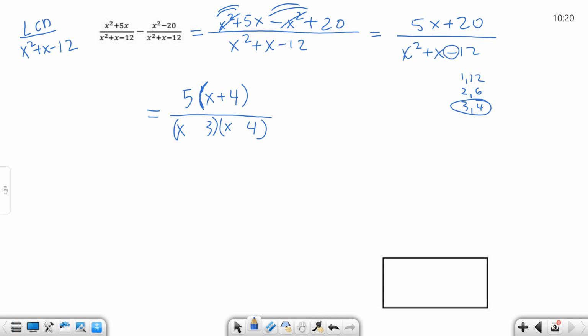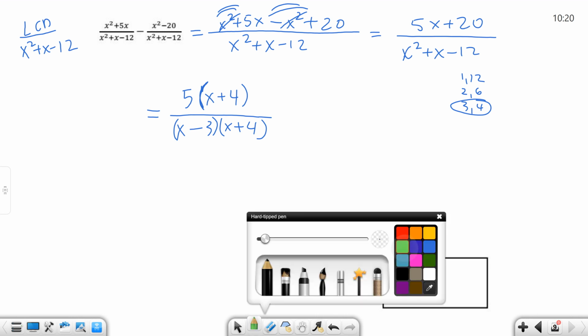And the signs are different, and the bigger number gets a plus. So which one's bigger here? 4 is bigger than 3, right? So the 4 gets a plus, and since they're different, the 3 gets a minus. Again, if you have trouble with that, list method video, right?